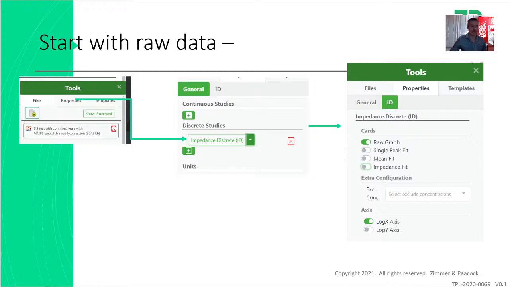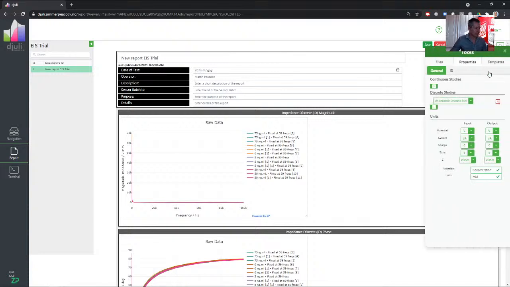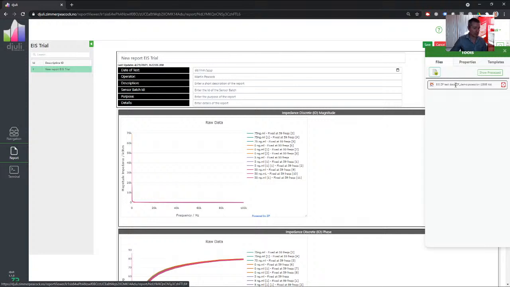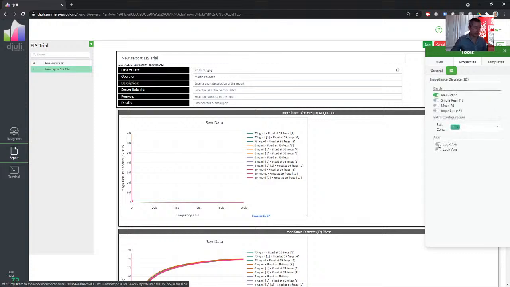So I'm going to change gears slightly. I've opened up Djuli. I've uploaded some data. If you follow the link where I said I had some EIS data, you can download it and upload this data. Now I've made sure that I've gone to the discrete study, and I've chosen impedance discrete. Then I'm going to turn on the log x-axis, and then close that down.